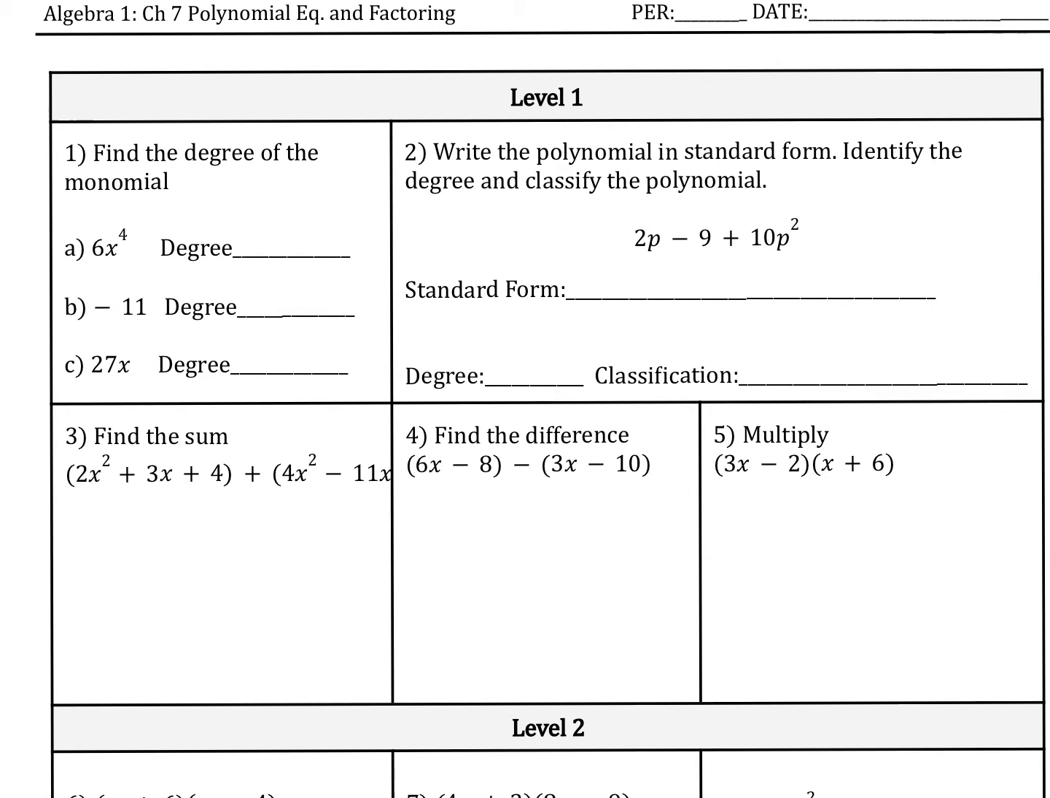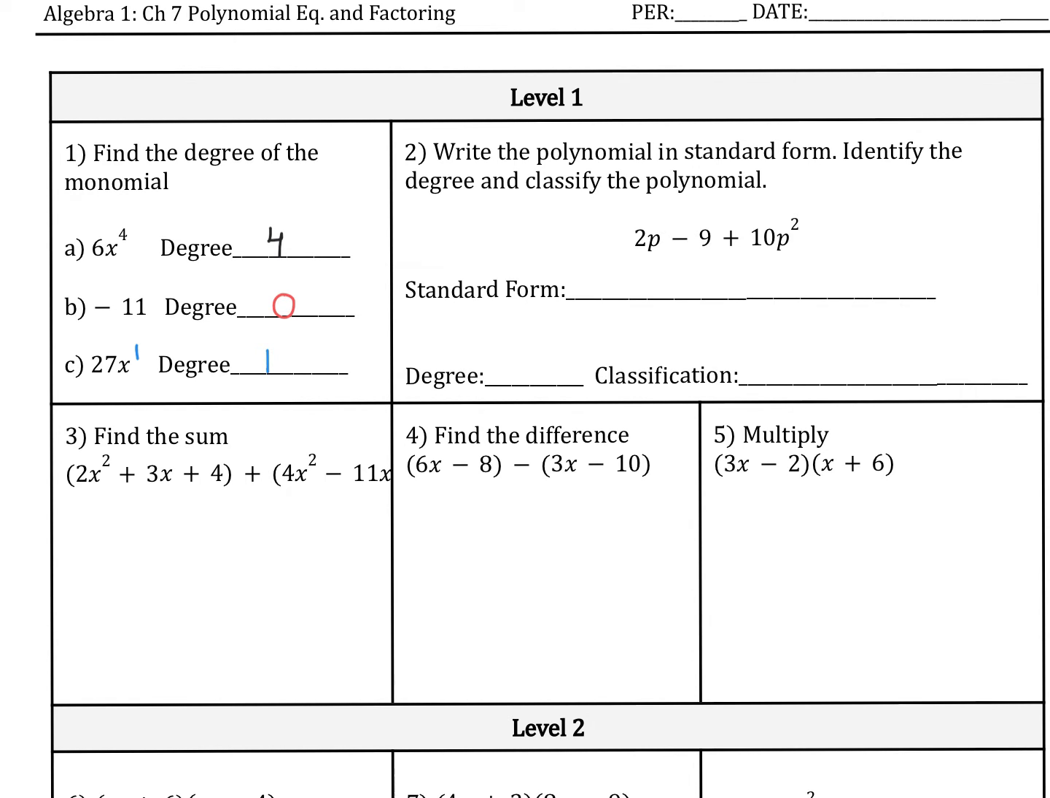Chapter 7 review, and we are going to do this first, level 1. Question number 1. Find the degree of the monomial. The degree of the monomial is the highest number on the exponent. In this case, the degree would be 4. For letter B, the degree of a constant is always 0, and the degree of x is 1.